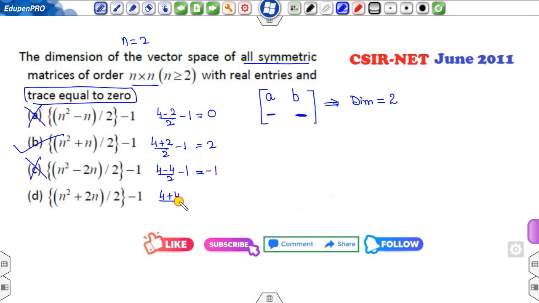4 plus 4 minus 1, which is 3, which is not equal to 2. This option is cancelled. B is my correct answer. Always think in this manner. You can get your answer within 10 to 15 seconds.